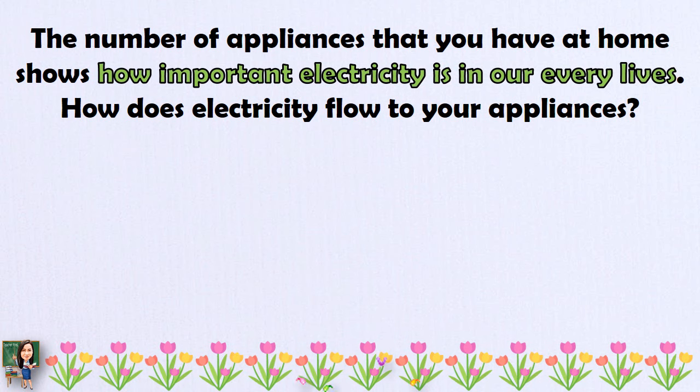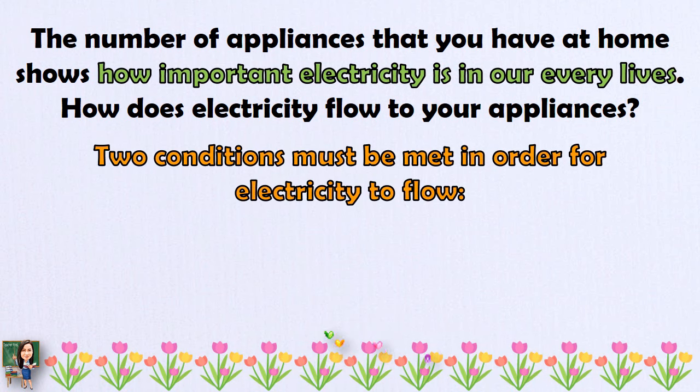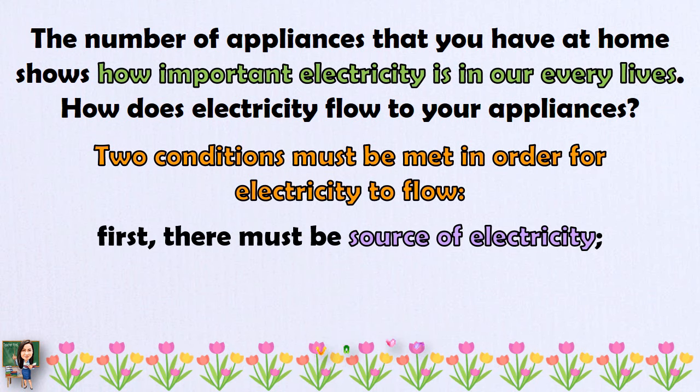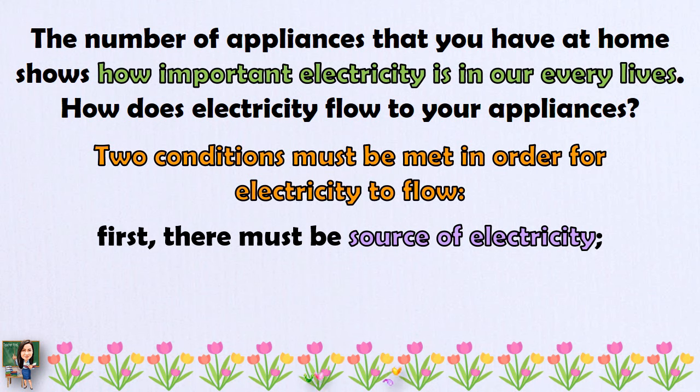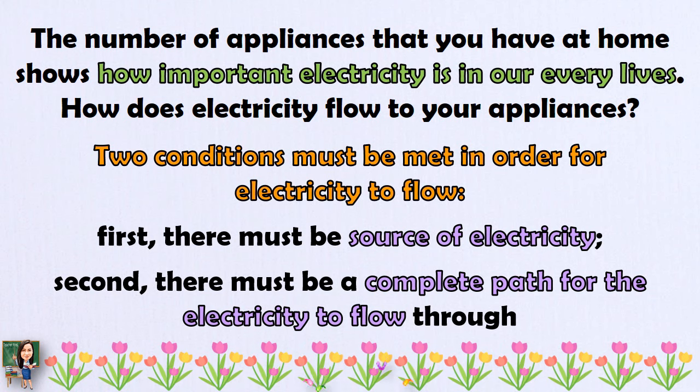How does electricity flow to your appliances? Two conditions must be met in order for electricity to flow. First, there must be a source of electricity. Second, there must be a complete path for the electricity to flow through.